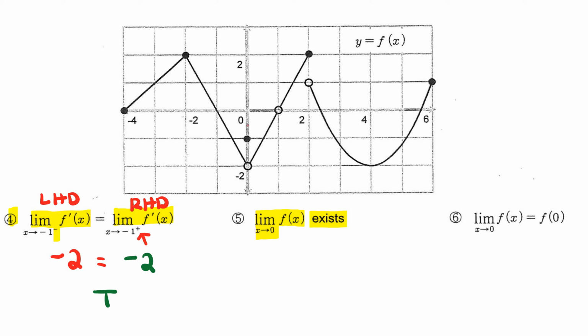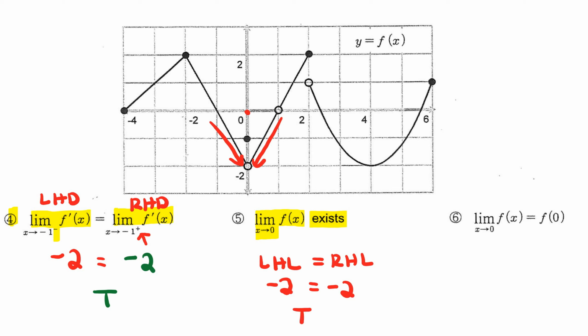Okay, so here's 0. If I approach 0 from the left-hand side, the left-hand limit is -2. If I approach it from the right-hand side, the height that I approach is also -2. So does the limit exist? The limit does exist because the left-hand limit equals the right-hand limit. They're both approaching a height of -2, so this is a true statement.